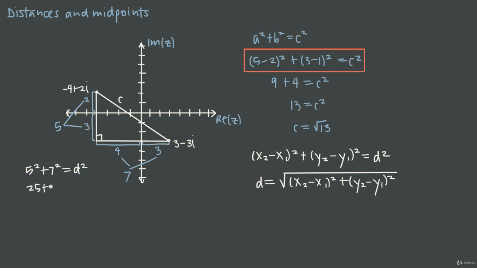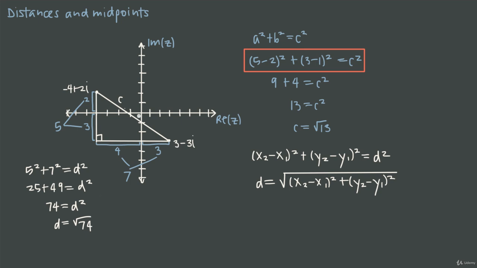So 25 plus 49 is d squared. 74 is d squared, or the distance between the points is square root 74. And we found the distance between the complex points, noticing that it's still a real number, just like when we found the distance between the 2 points in the xy plane. Here in the complex plane, when we're dealing with complex numbers, we still have a real value for the distance. And that's because we're still just talking about a distance in space, and so we can express that as a real number. We don't need an imaginary number in order to express the distance between those.